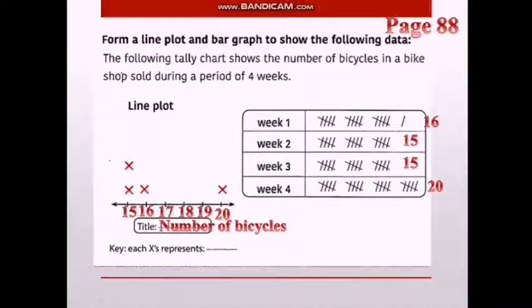And here we need to write the key of what each X represents. If you look here at this line plot, each X represents the number of weeks. Like here, 15 means how many weeks have 15 bicycles. Here we have 2 weeks. 16, we have only 1 week. So each X represents 1 week.